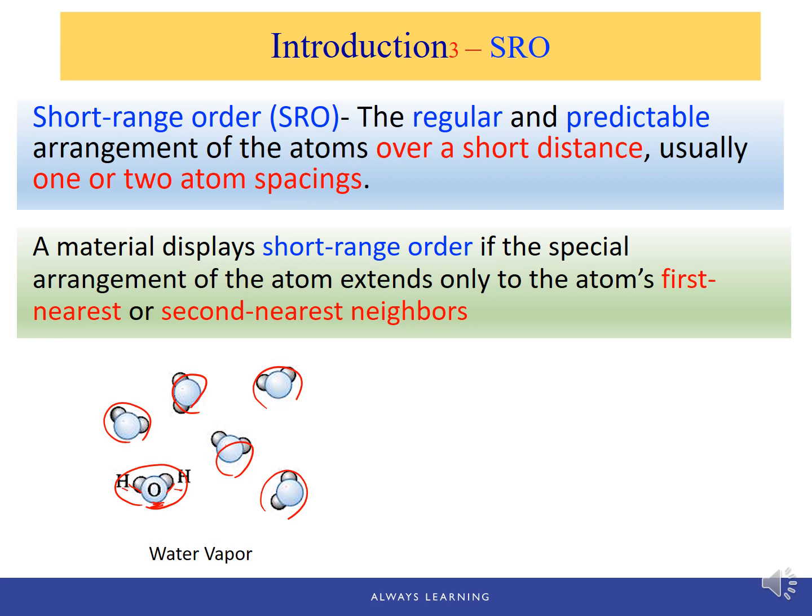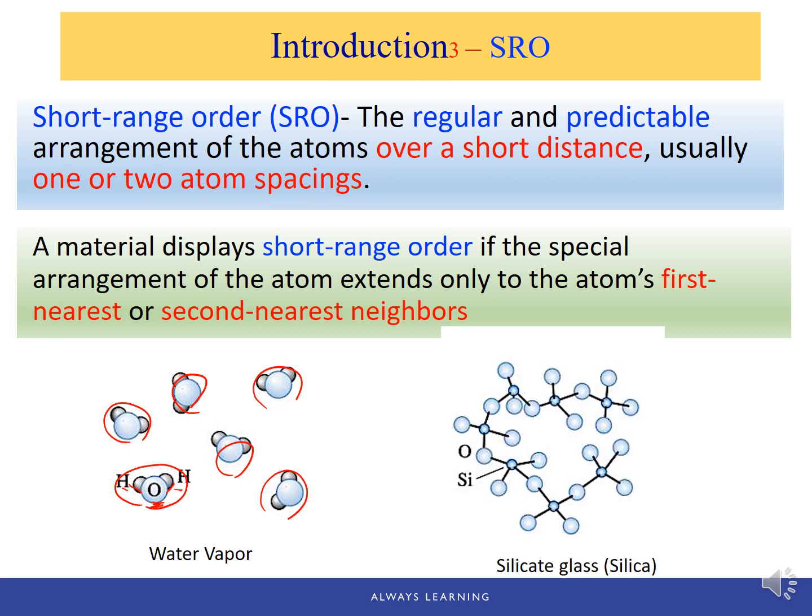A similar situation exists in materials known as inorganic glasses, or silica. The tetrahedral structure in silica satisfies the requirement that 4 oxygen ions are bonded to each silicon ion. However, beyond that unit, there is no predictable periodicity in their arrangement. Many polymers also display short-range order similar to this.